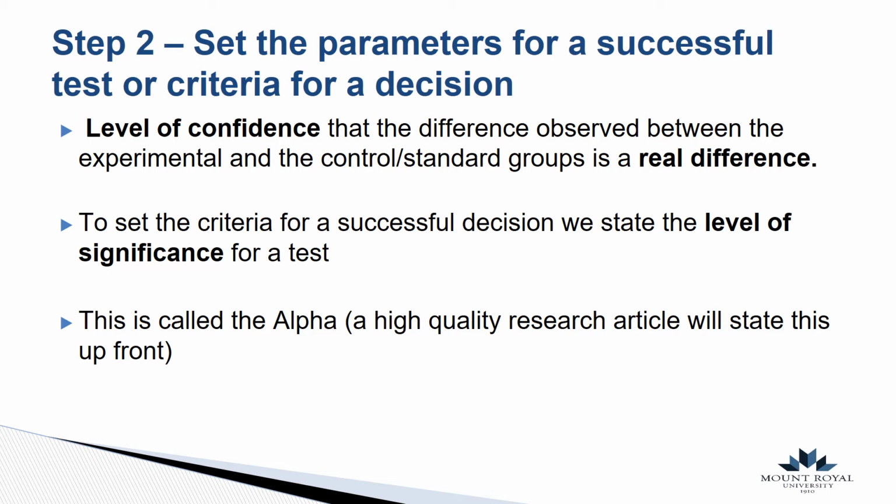And this is often referred to as the alpha. And a high quality research article will state this value up front. So when we're appraising research articles, it's a strength for the study to present the alpha value up front.